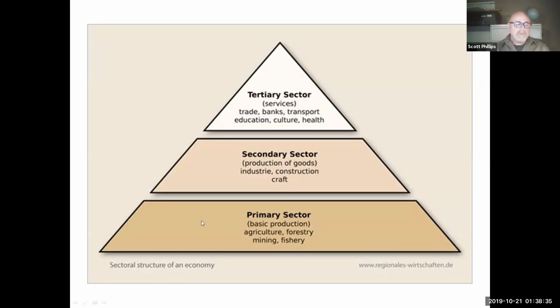Now, in Africa, most people work in the primary sector. This is a concept we talked about in North America, where most people work in the service sector, the tertiary sector. In Africa, we have a difference where most people are working in the primary sector: basic production, subsistence farming, for example, and some other types of extraction industries, fishing, mineral extraction, logging, and other things.